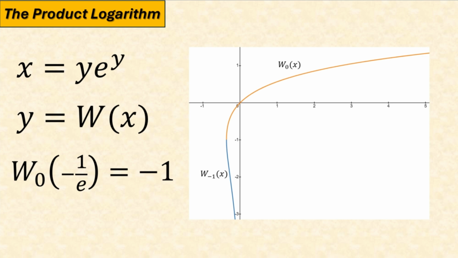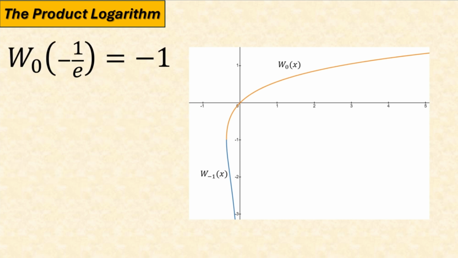So going back to our particular value here, you could correctly say that the product logarithm of negative 1 over e at the principal branch is negative 1. So we've looked at this particular value. Now let's look at other particular values of the principal branch.